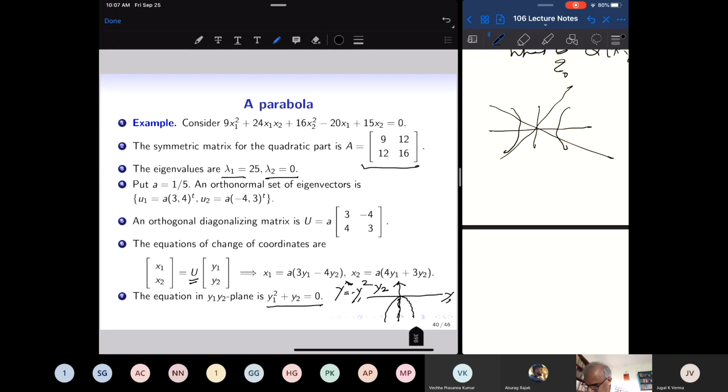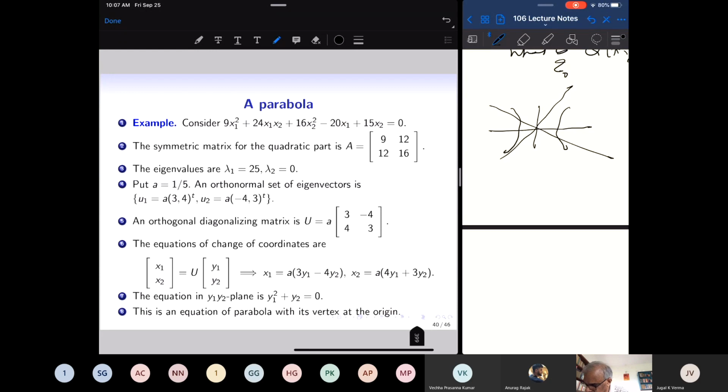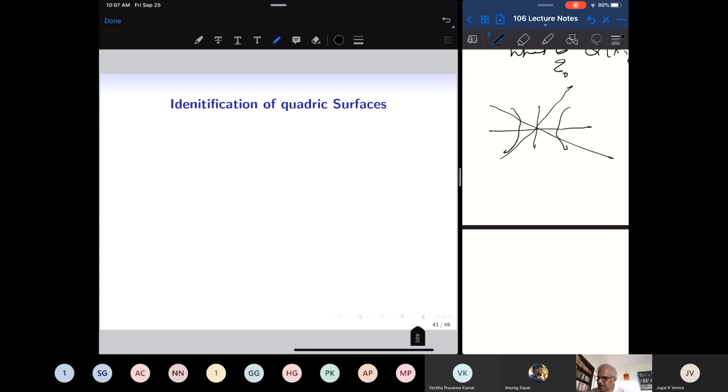So the nature of the eigenvalues, what their signs are, whether one of them is vanishing or not, has an effect on the shape of the equation. Okay, so now let us move to dimension 3.